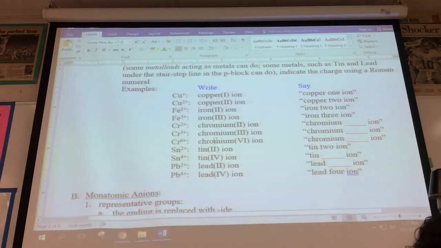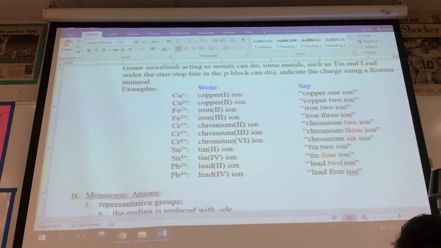These are all cations. Chromium, what would this be? 2 is correct. And then chromium 3, and then chromium 6 is correct. Tin 2, this would be tin 4, and this would be lead 2, and then lead 4. So the Roman numeral specifies the charge on the cation.